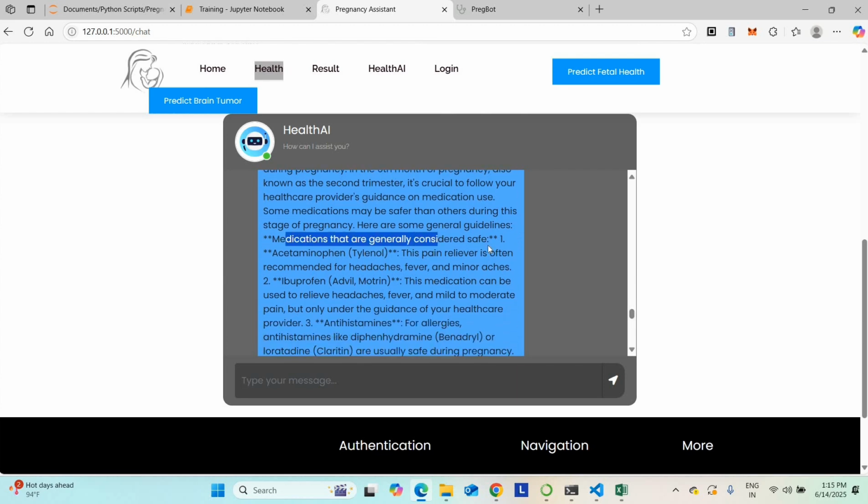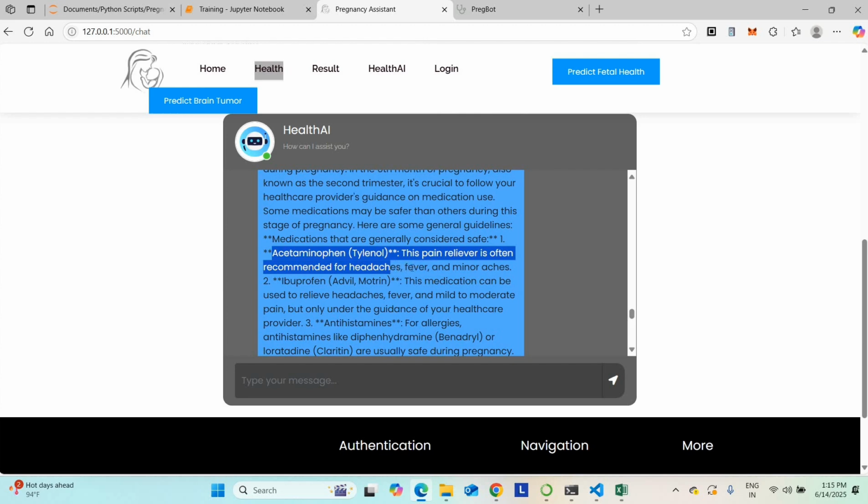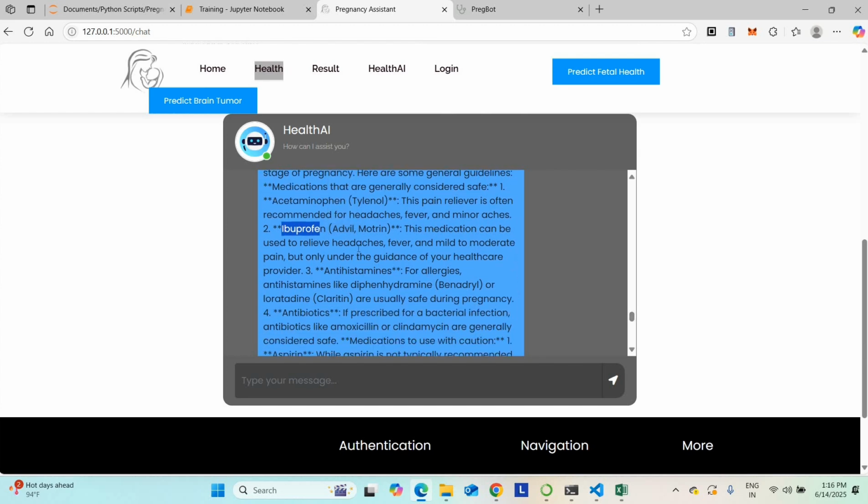So it has provided some medicine data: medication that is generally considered safe. I'm not familiar with the first medicine name, since the chatbot generated that, so I can check. Acetaminophen is a pain reliever medicine; often you can get headaches, fever, and minor aches, and it will overcome that. Then it provides ibuprofen, used to relieve headache, fever, and mild to moderate pain.